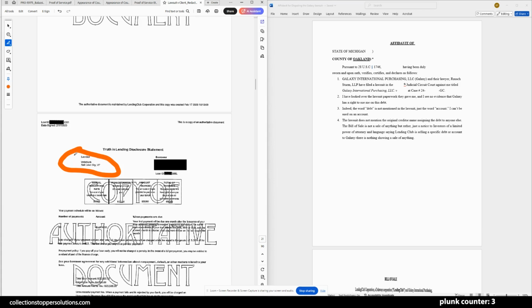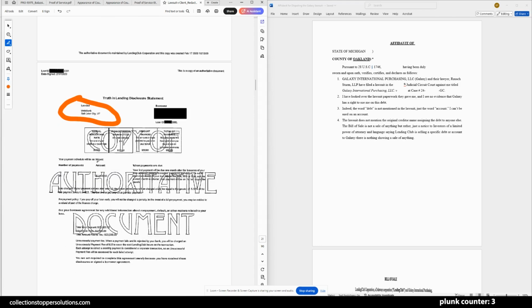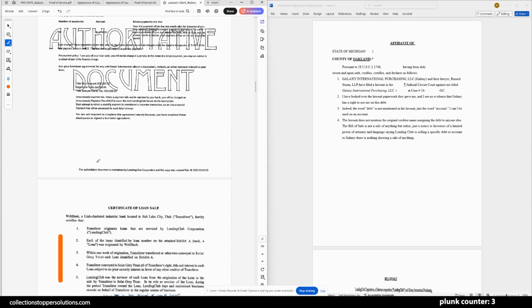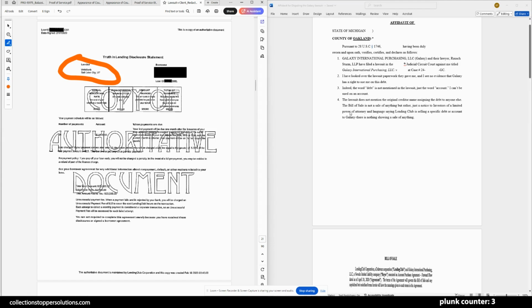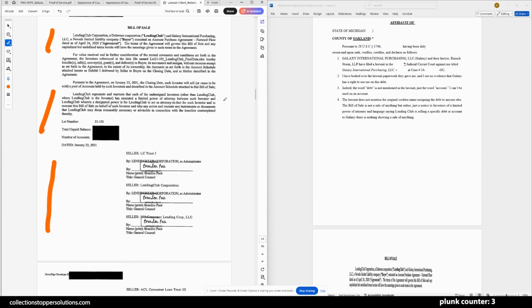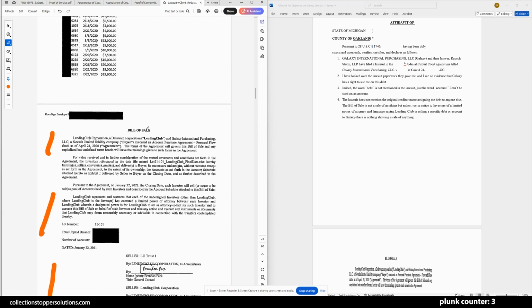There's a lender, original creditor. If it's getting sold, it has to be first sold by Web Bank for there to be a chain of title that is perfected. So we travel over to our affidavit. We've said, hey, it doesn't mention the original creditor, Web Bank. And the bill of sale is not a sale of anything. So what are we talking about when we say that? So we'll look at the bill of sale. And that says Lending Club.